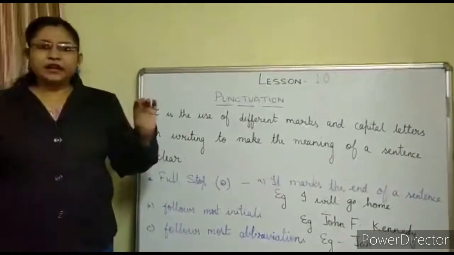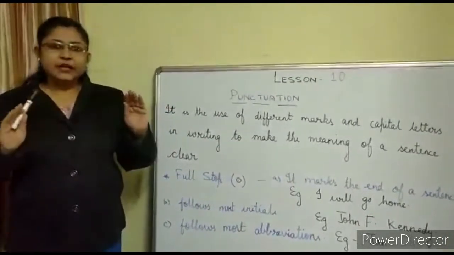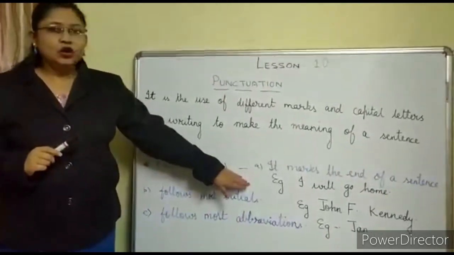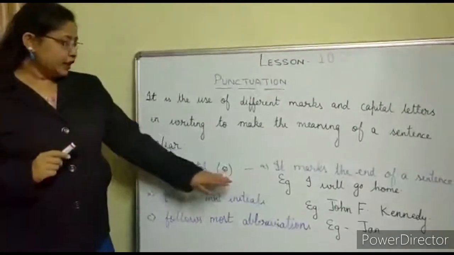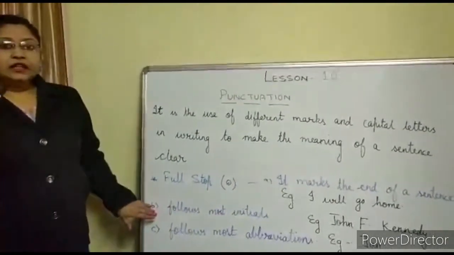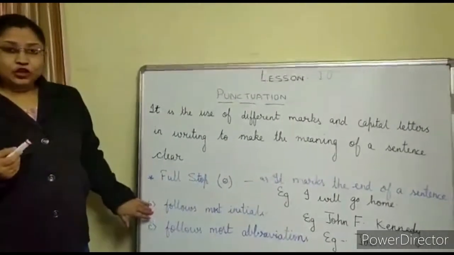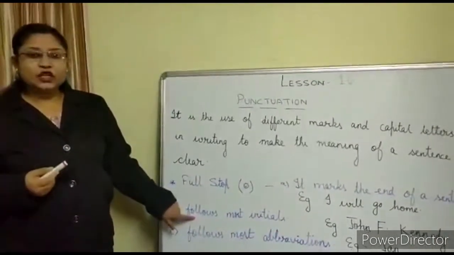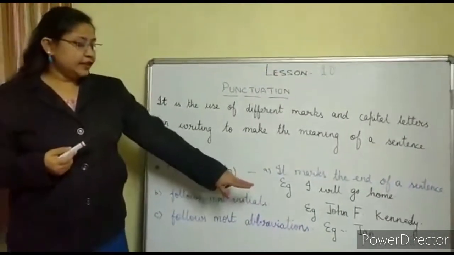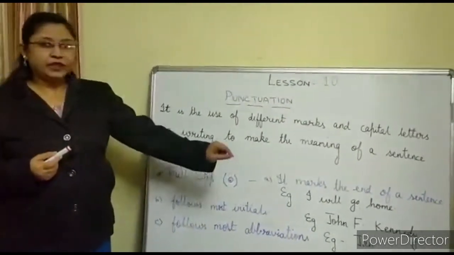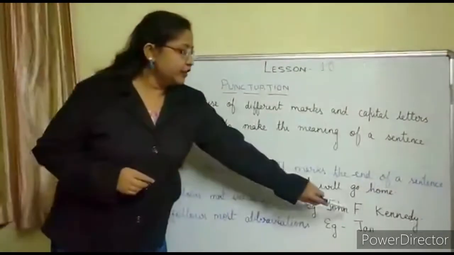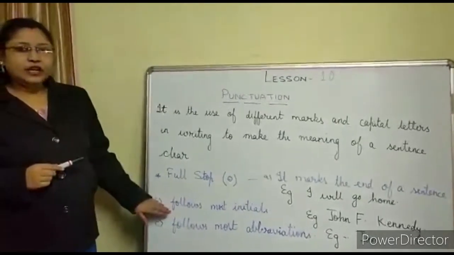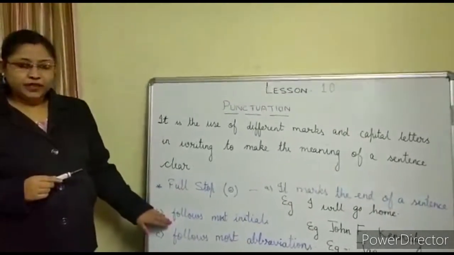That means whatever I have said, it's complete. The statement is complete. The information is complete. Example, I will go home. Full stop. Now the second point is, where do we use full stop? Generally it follows the initials. Like, for example, John F. After F we have given a dot. John F. Kennedy. So, it is generally used after initials.